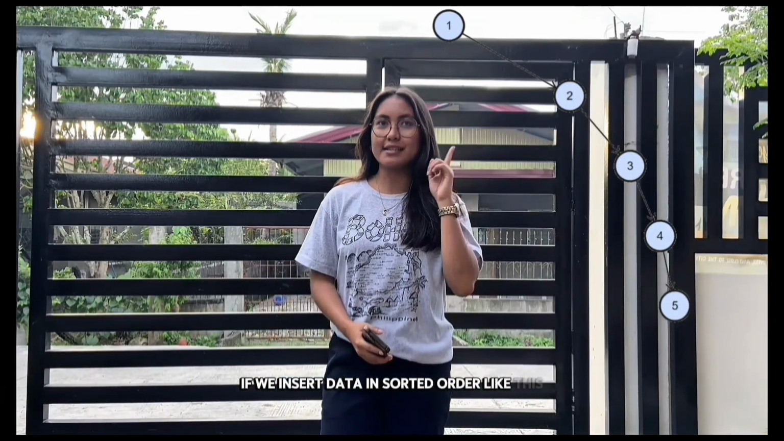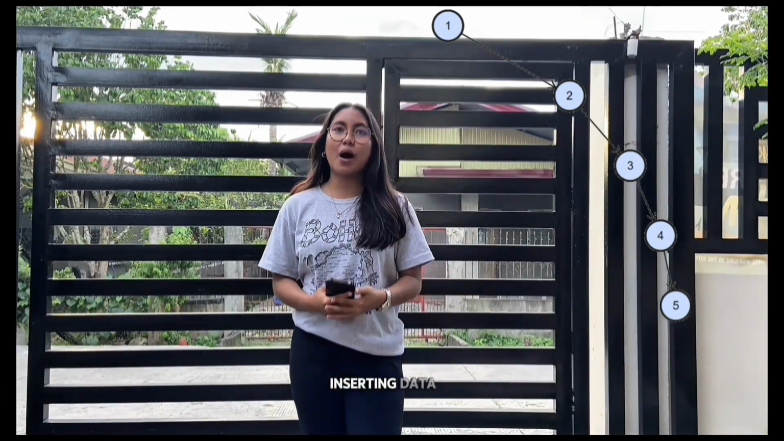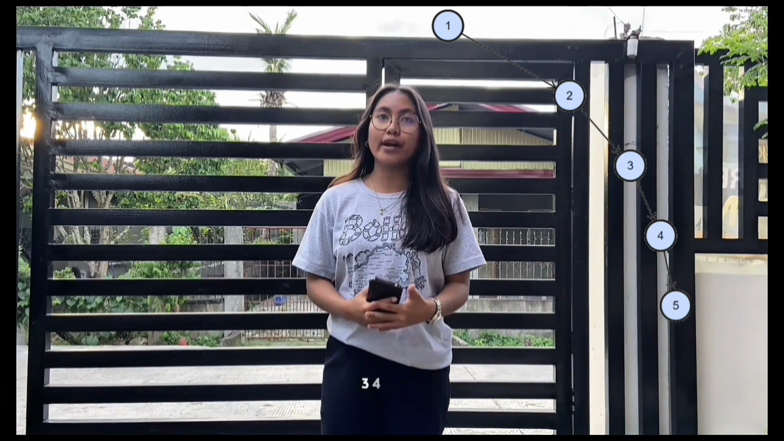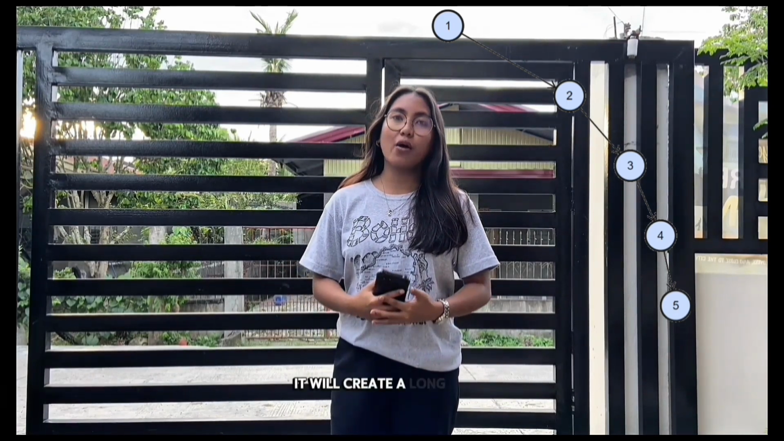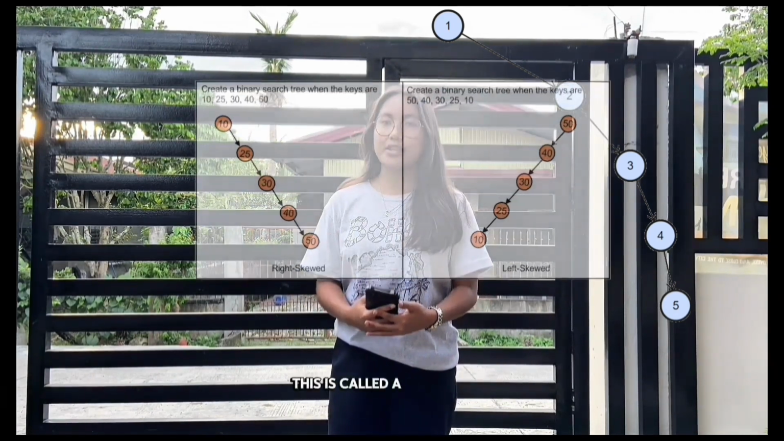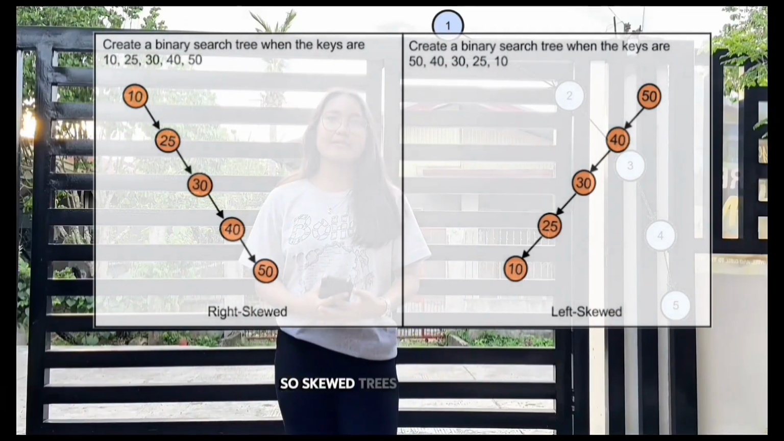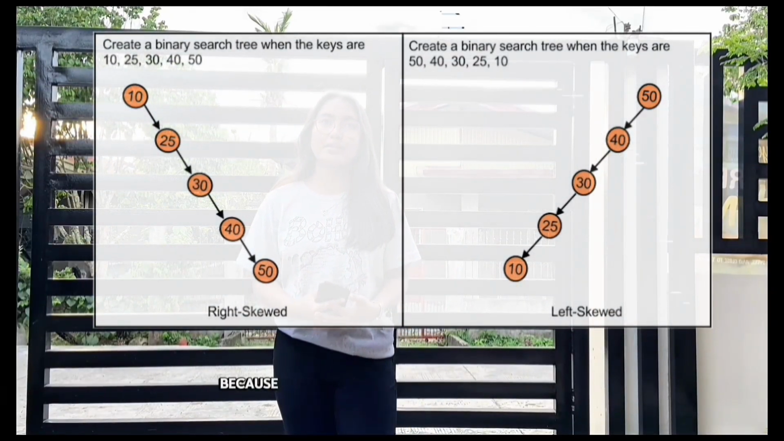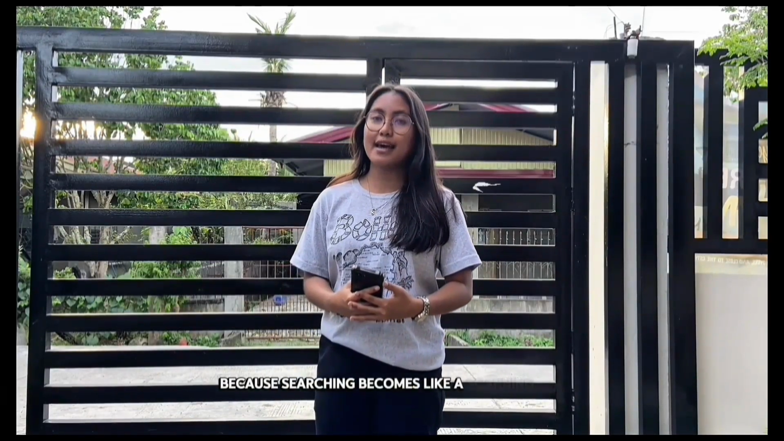A normal binary search tree can become unbalanced if we insert data in sorted order, like this. Inserting data 1, 2, 3, 4, and 5 will create a long chain. This is called a skewed tree. Skewed trees are very slow because searching becomes like scanning a list.